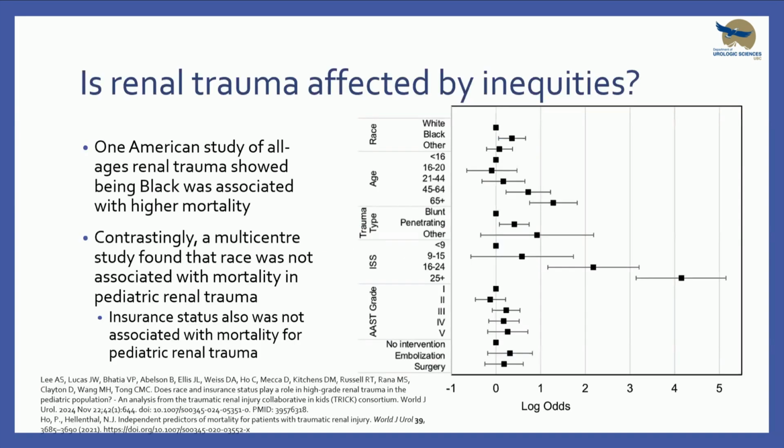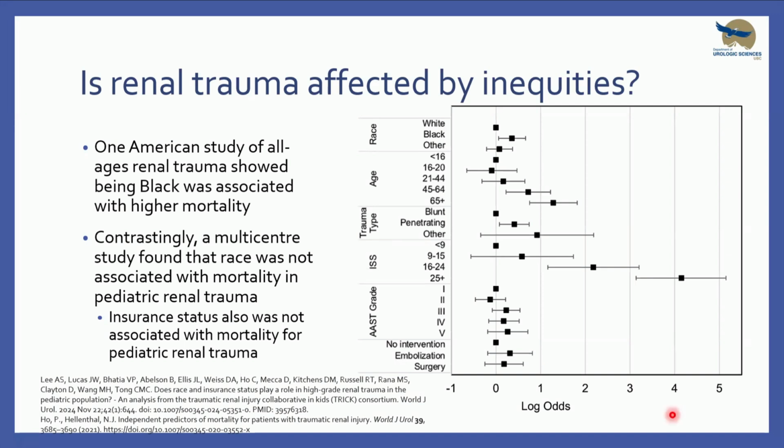So one of the most common types of trauma we see as urologists is renal trauma. And this begs the question, is renal trauma affected by inequities? And one American study of all ages renal trauma showed that being Black was associated with higher mortality.